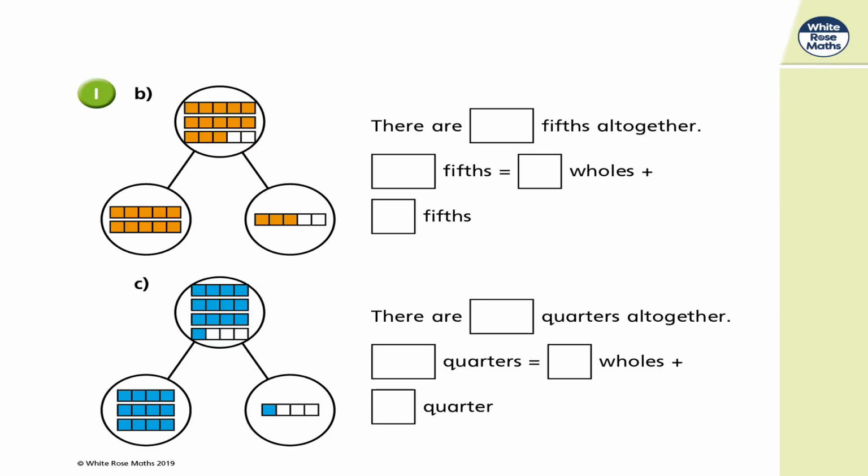Let's have a look at the next one. Okay then, let's have a look. If you have a look at B, how many equal parts is in one bar? Yeah, there's fifths. So how many fifths have you got? You've got 1, 2, 3, 4, 5. Now I know there's 5 in the next one because it's a whole one. So that's 10, 11, 12, 13. There are 13 fifths altogether.